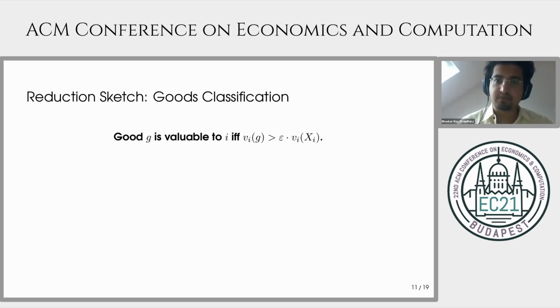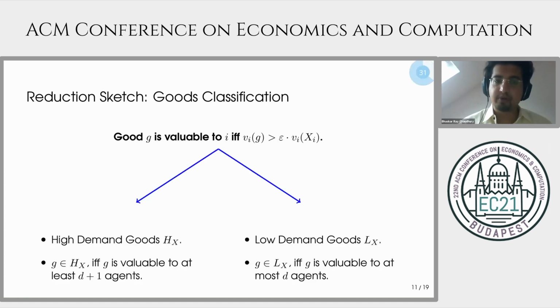I say that a good is valuable to an agent if the agent values that good at more than epsilon times his current bundle. Okay, and of the valuable goods, I further classify them into high demand goods and low demand goods. So the high demand goods, as the name suggests, are the goods which many people find valuable. So the goods which are valuable to, say, at least D+1 agents. So the value of D, I would tell you exactly, later. And then there are low demand goods where each good is valuable to at most, say, D agents.